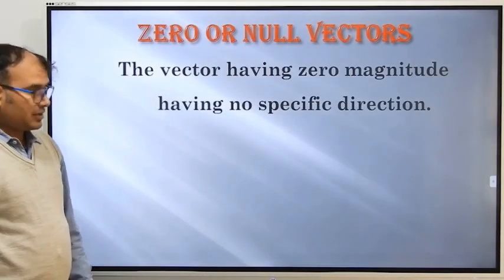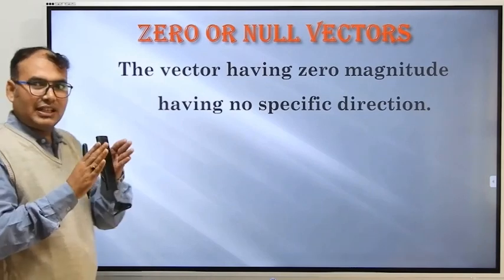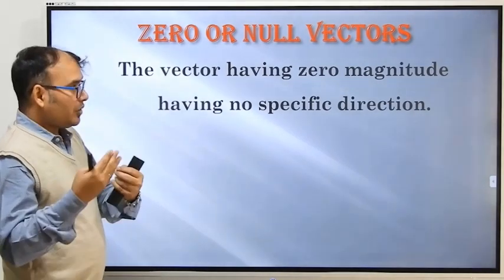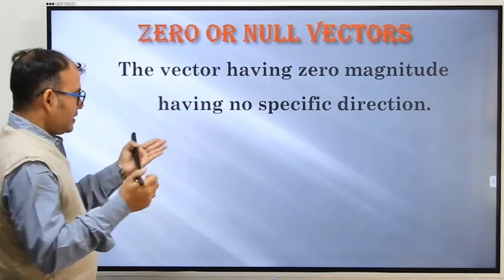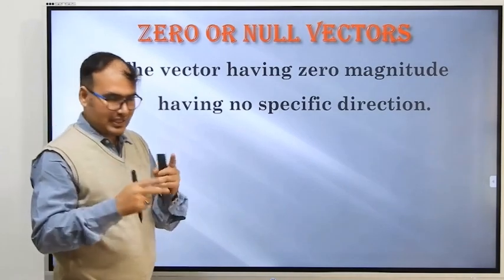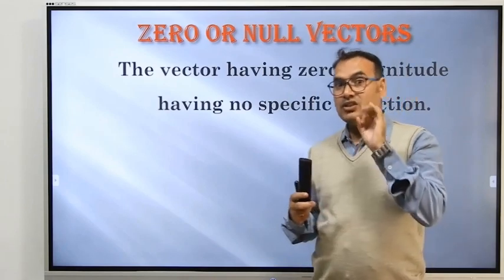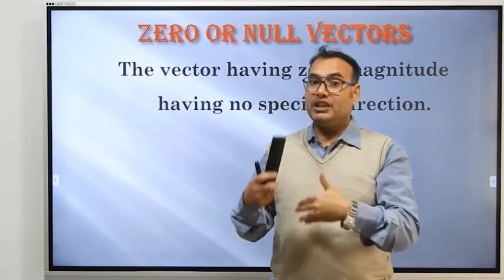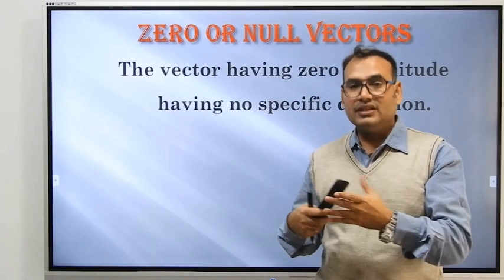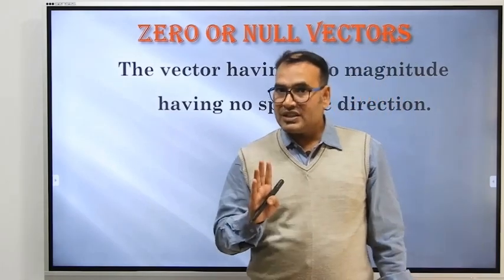Now, the next vector is the zero vector or null vector. What is zero vector? Zero vector means the vector having magnitude 0. How can we define this? The vector which has 0 magnitude and no specific direction. The vector having 0 magnitude and without any specific direction is called the zero vector.